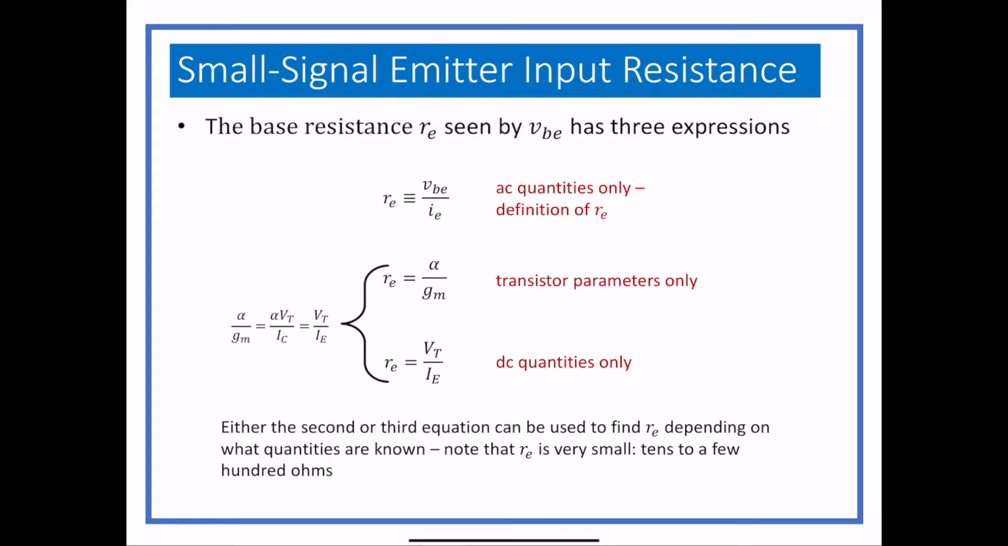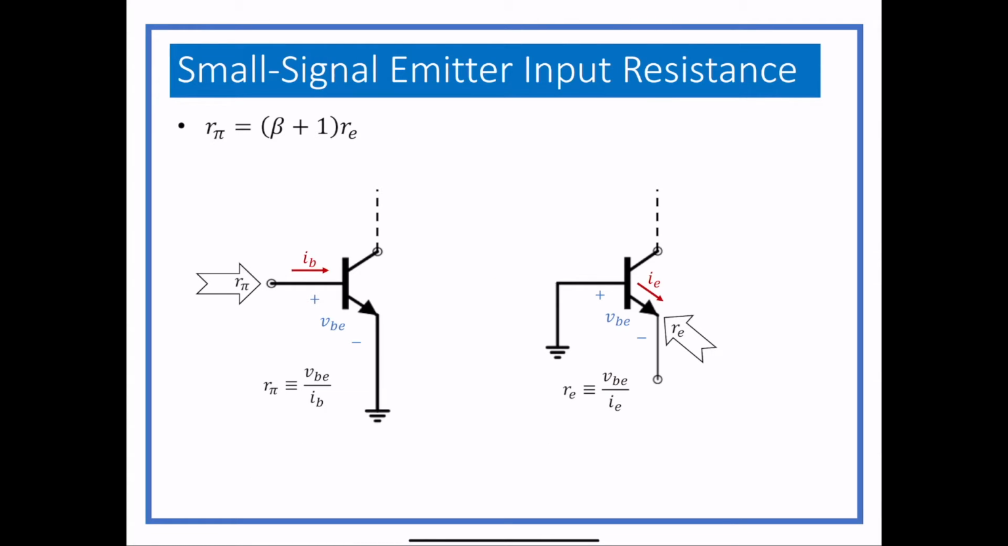So what is the difference between these two resistances? That's the big thing. They're actually the same thing on two different sides of the transistor. If you look at the transistor, on the left, R pi is looking into the base of the transistor. RE is looking into the emitter of the transistor.